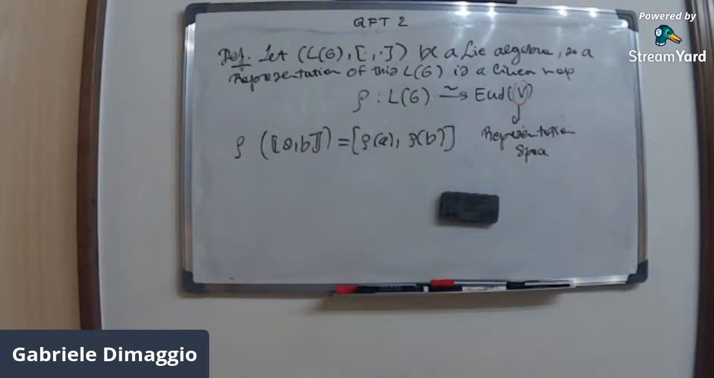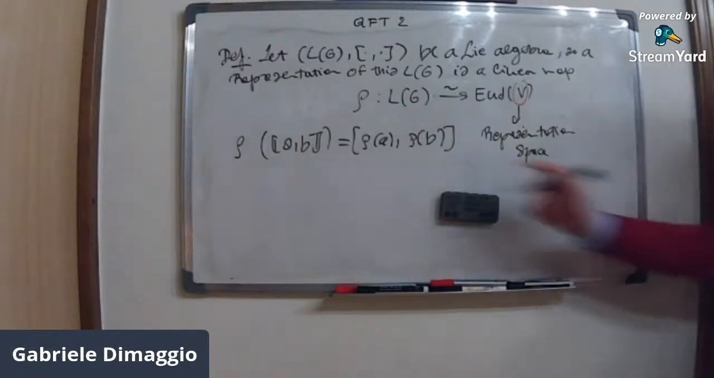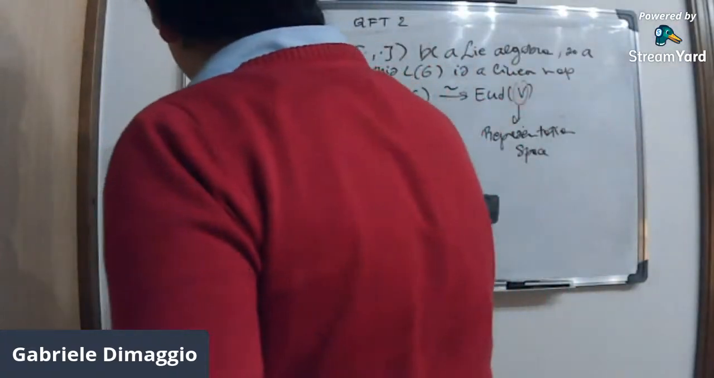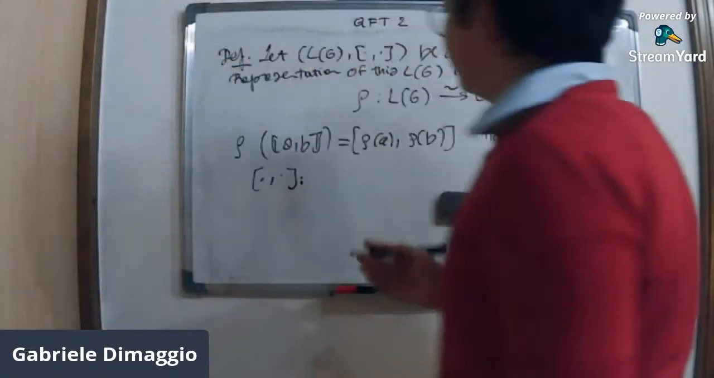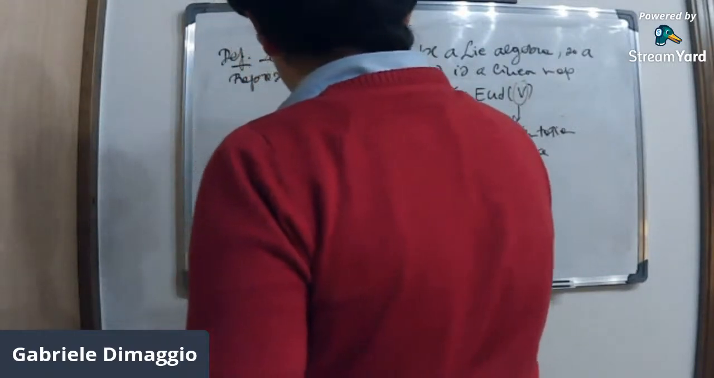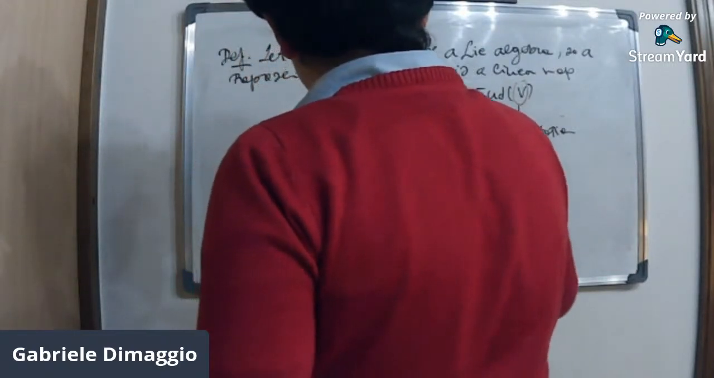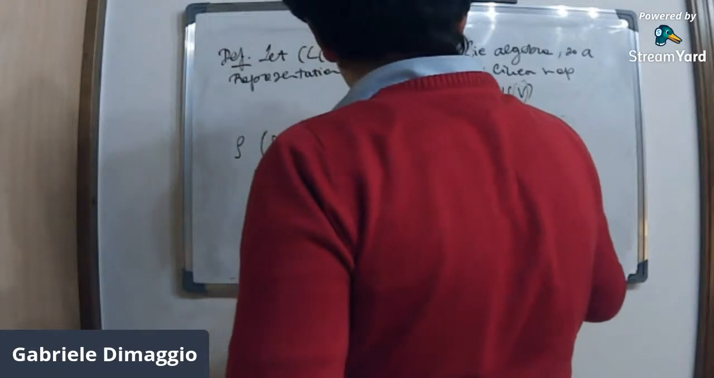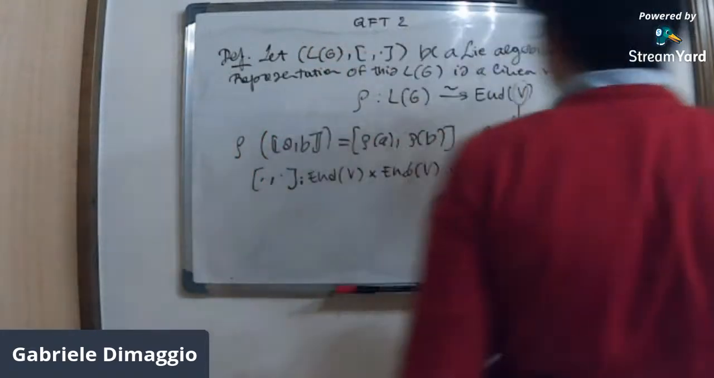Okay, so now I have in this case the commutator of this kind, which is this endomorphism for endomorphism over V. Okay.